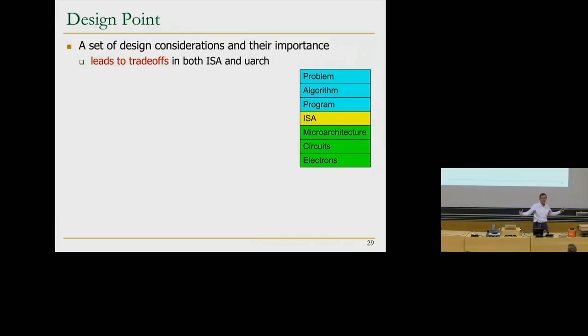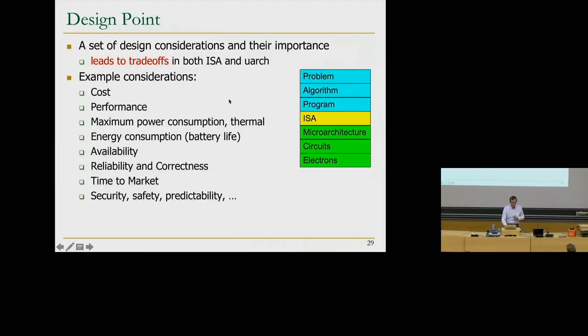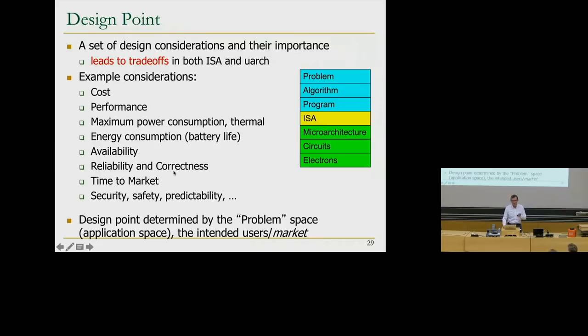So why do we have these different types of microarchitectures? Because we want to satisfy some sort of design point, right? So cost, performance, maximum power consumption, energy consumption, availability, reliability, time to market, security, safety, predictability, all of these form the design point of your system. And you need to choose the right components, assuming you fix your ISA, you need to choose the right microarchitectural components to satisfy these goals. And design point, in turn, is determined by the problem you're solving, the application space, the intended users and the market.